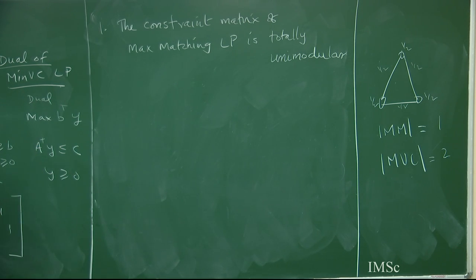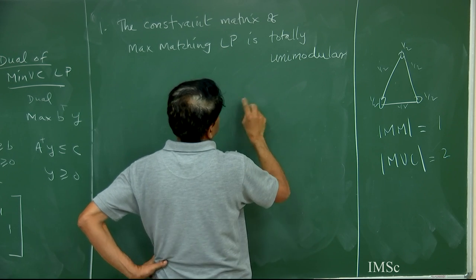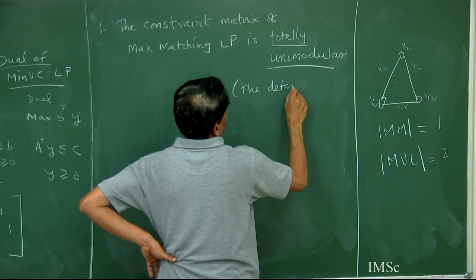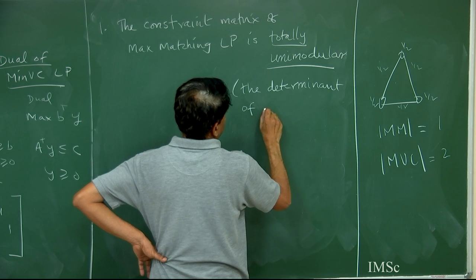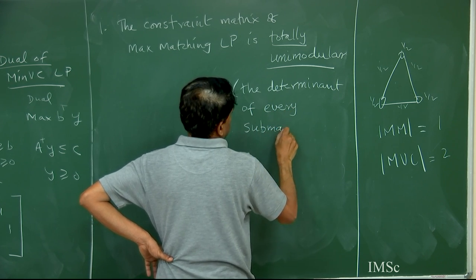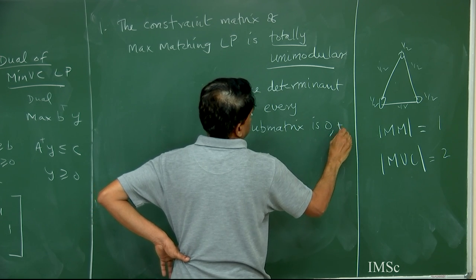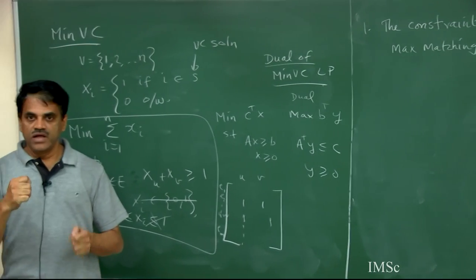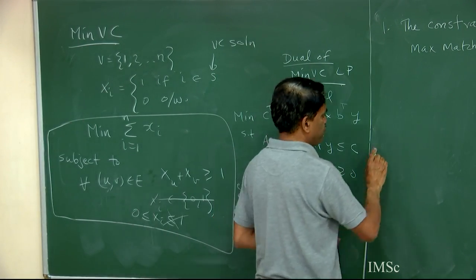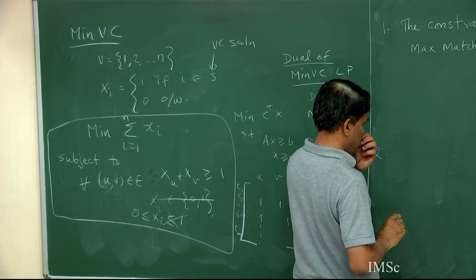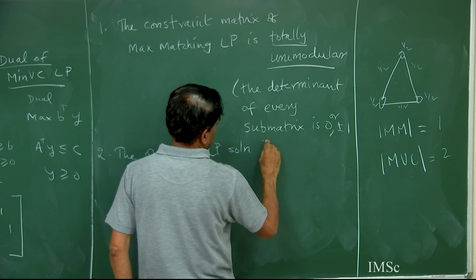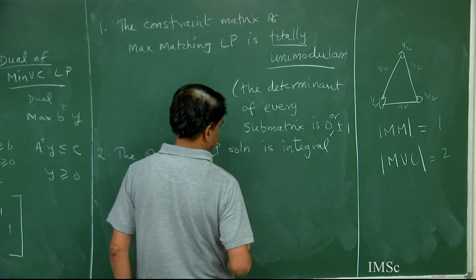What do I mean by that? So any matrix A is totally unimodular means that the determinant of every submatrix is 0 or plus or minus 1. So you have this huge constraint matrix, go and look at any submatrix of this matrix and look at its determinant, either it's 0 or 1 or minus 1. Because of that, the optimum LP solution is integral, that is, no fractions.